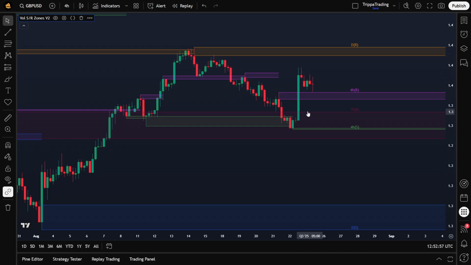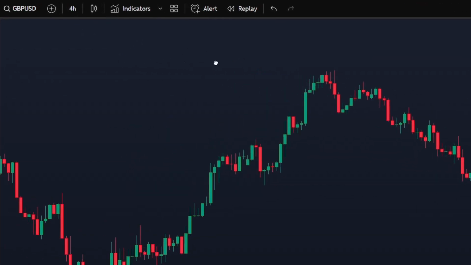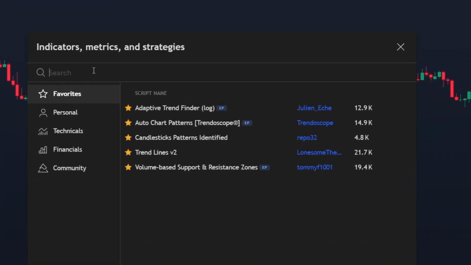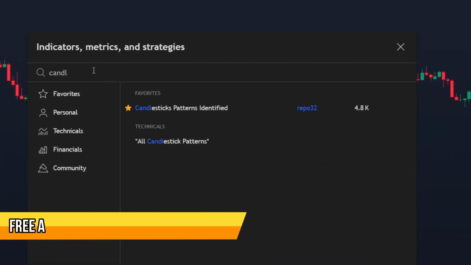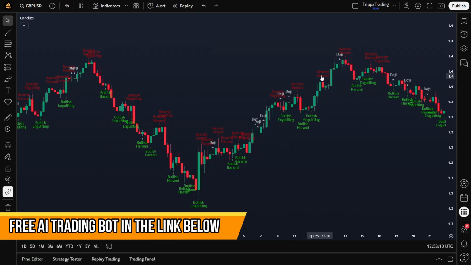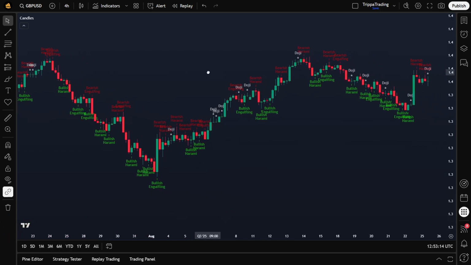Okay, I'll remove this one now, and let's go for the next indicator I want to show you. So to the Indicators tab again, search Candlestick Patterns. We are looking for the one created by Repo32. Let's add it. And straight away, you can see it marking engulfing candles, dojis, hammers all over the chart.